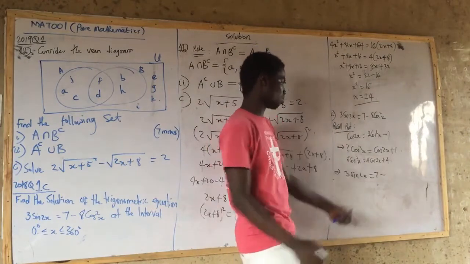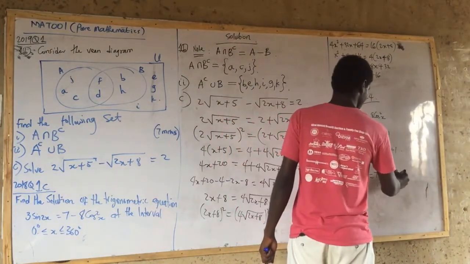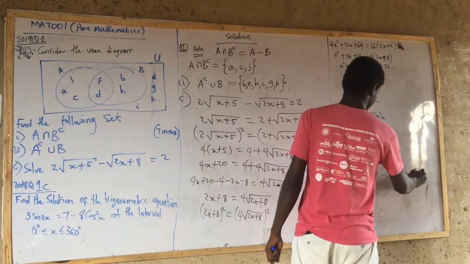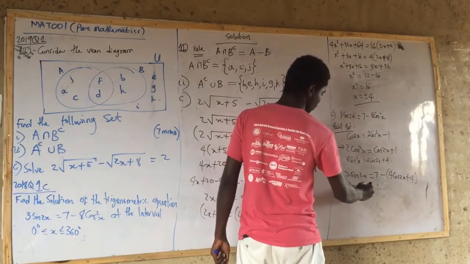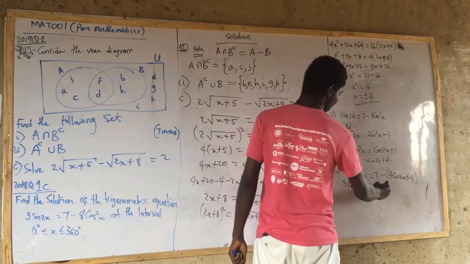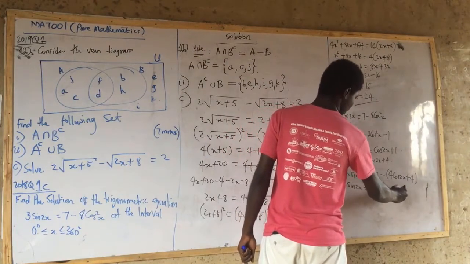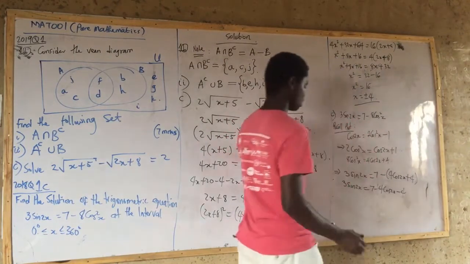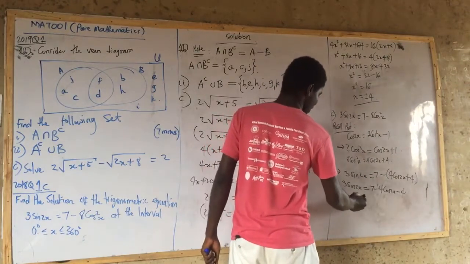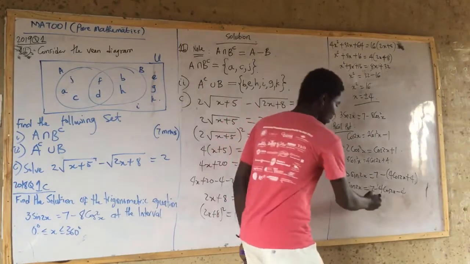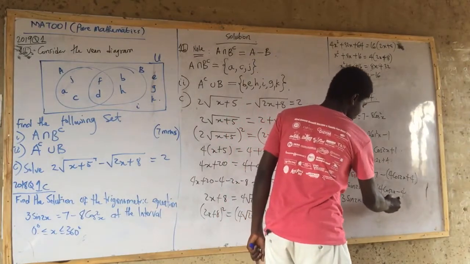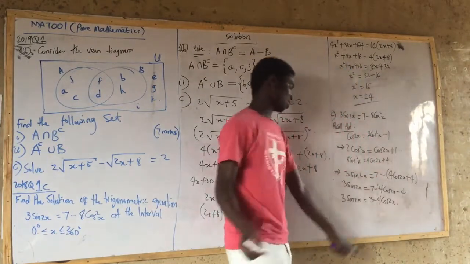8 cos square x is equal to 4 cos 2x plus 4. So open the bracket, you have 3 sine 2x is equal to 7 minus 4 cos 2x minus 4. 7 minus 4 will give me 3. So I have 3 minus 4 cos 2x.